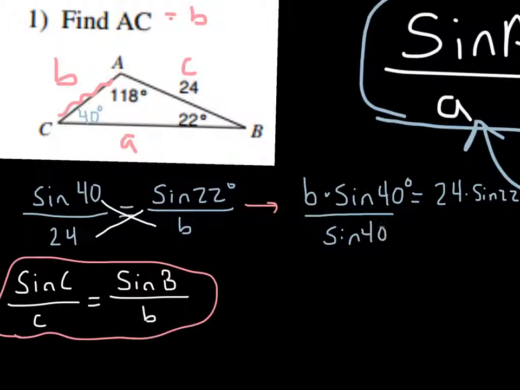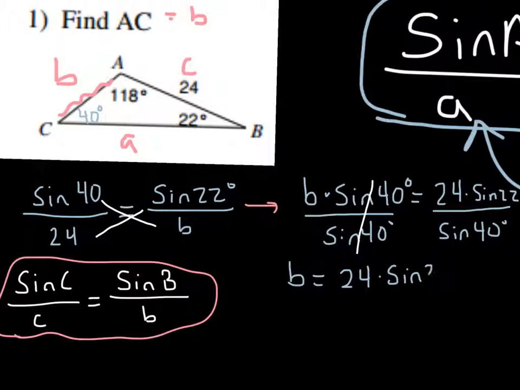So I'm going to treat the sine of 40 just like a number, okay? The algebra doesn't change. So now these are going to cancel because sine of 40 is just a number, right? So now I can say that B is equal to 24 times the sine of 22, all divided by the sine of 40.